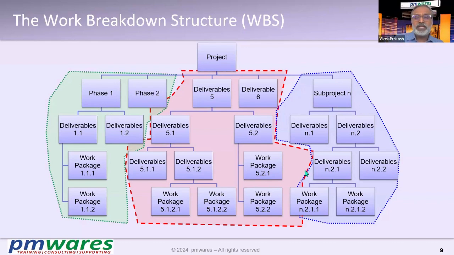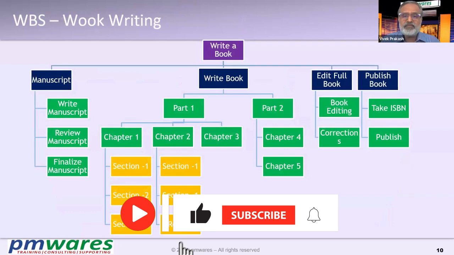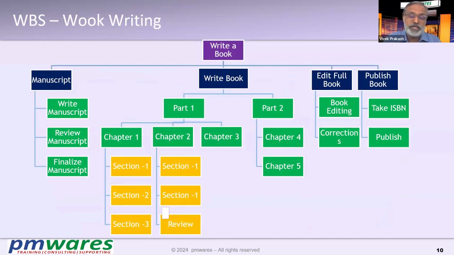So it's important, and that's why last time we took this example of writing a book, and we talked about it at different levels of WBS. And that's what we tried scheduling in Excel and MS Project: writing a manuscript, then writing the book, editing it, then publishing it. It is not complete, but whatever can easily be done, I did it.